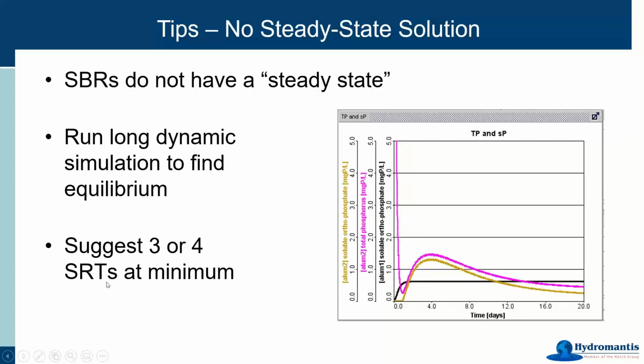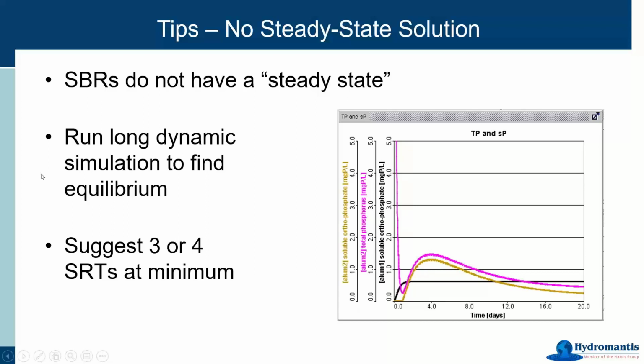And by long, we mean 3 or 4 SRTs. So we're showing you can get to, more or less equilibrium here by 20 days, I believe. Just to make sure it was absolutely at equilibrium, I ran it for 60 days in all of the examples that I'm going to show you later on.